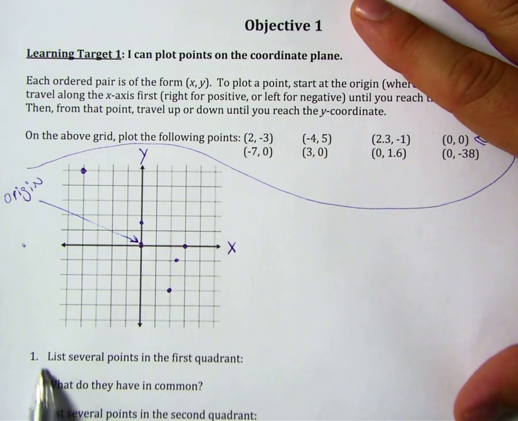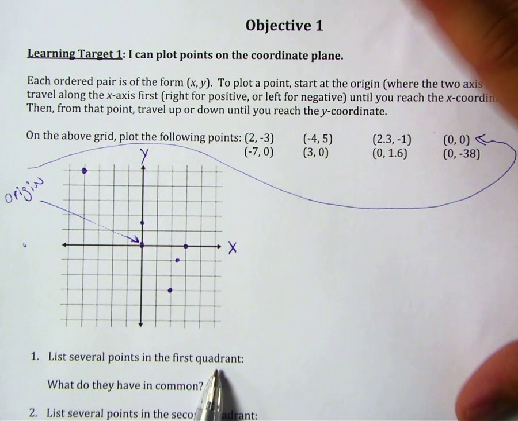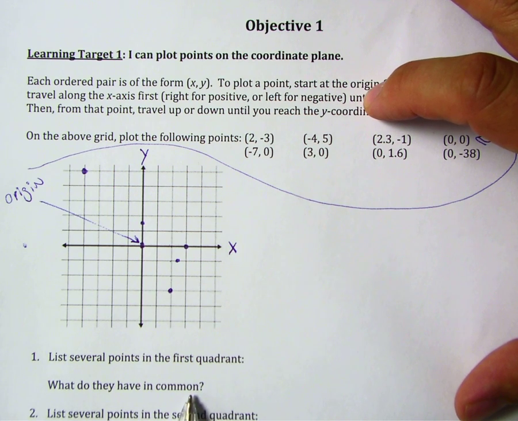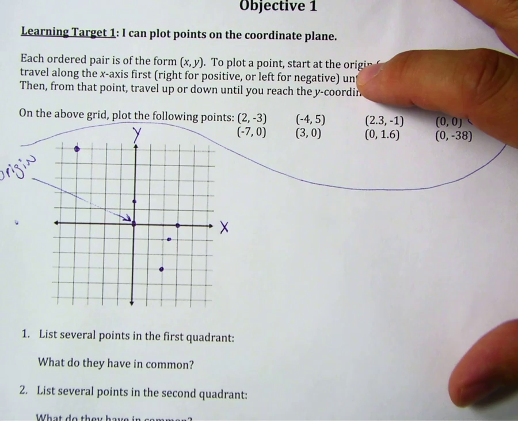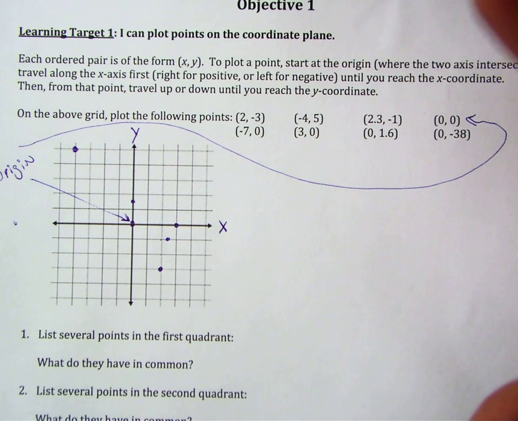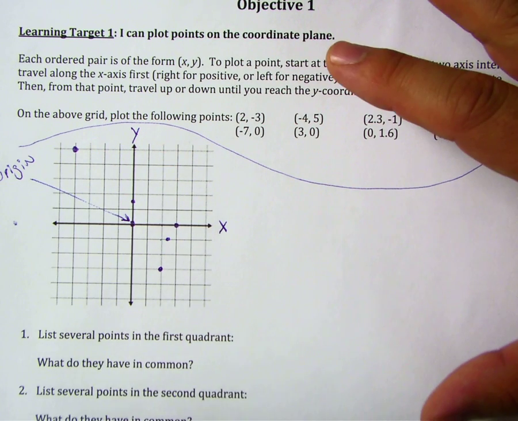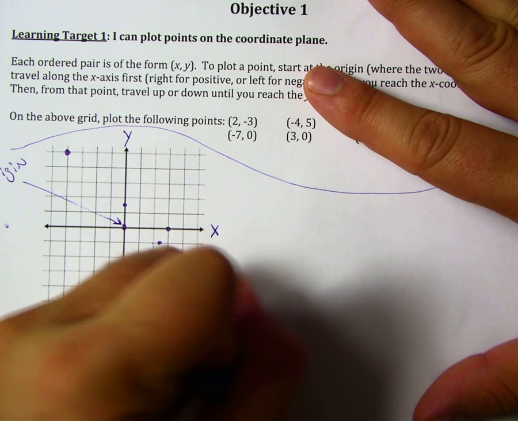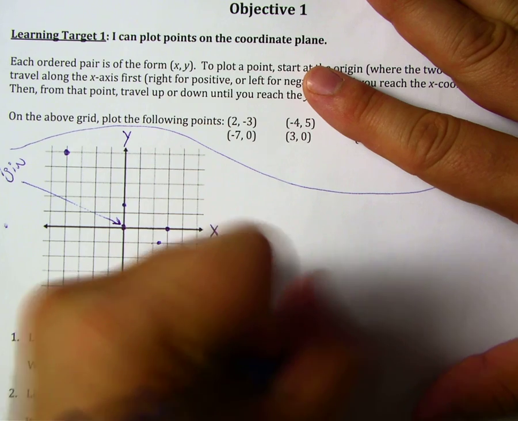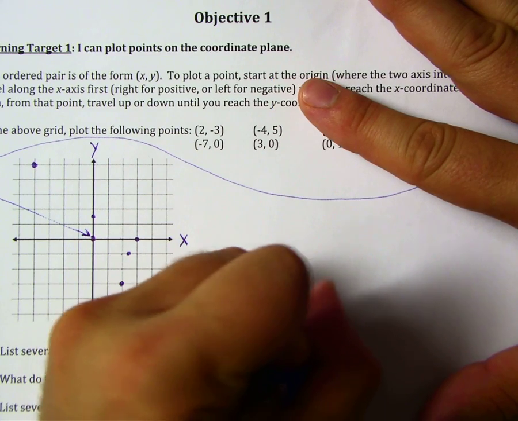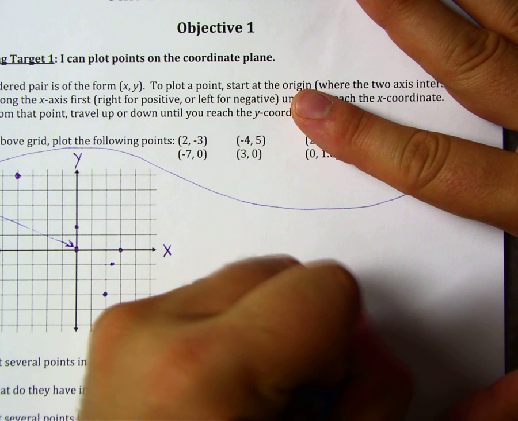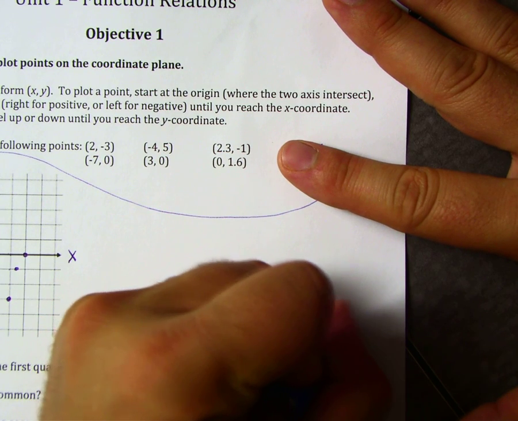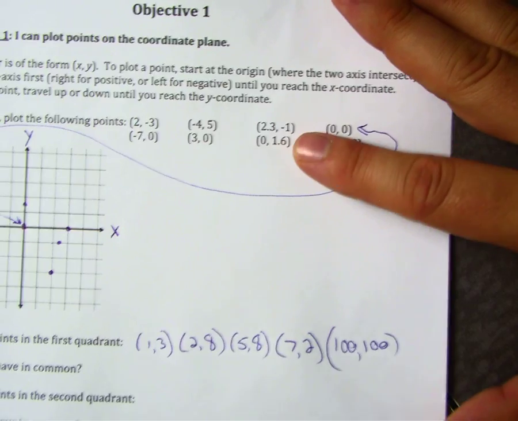All right, so next one, list several points in the first quadrant. What do they have in common? There's tons of points that you can list from the first quadrant. Go ahead and list a bunch right now. All right, so there's some points from the first quadrant.